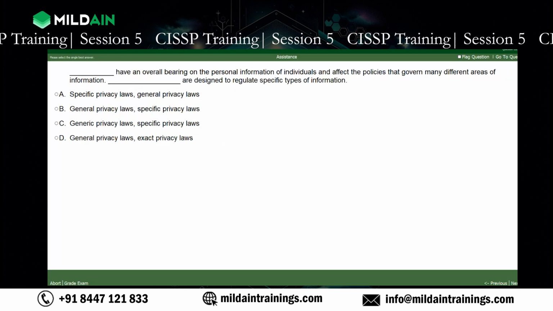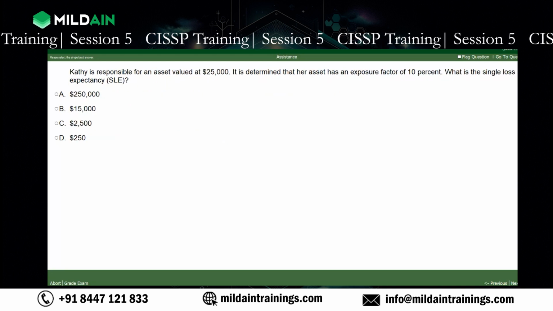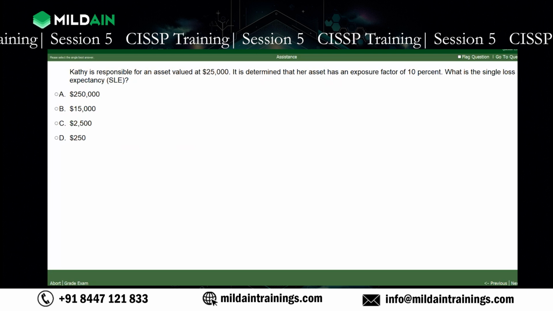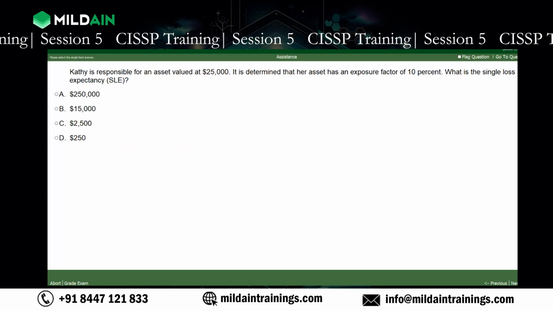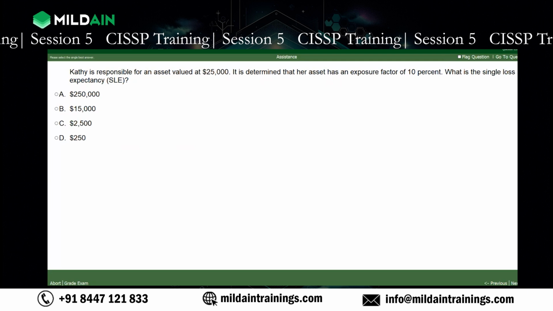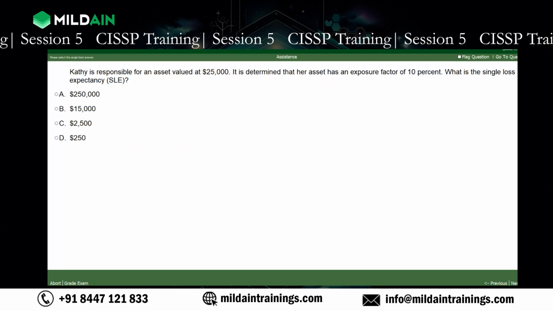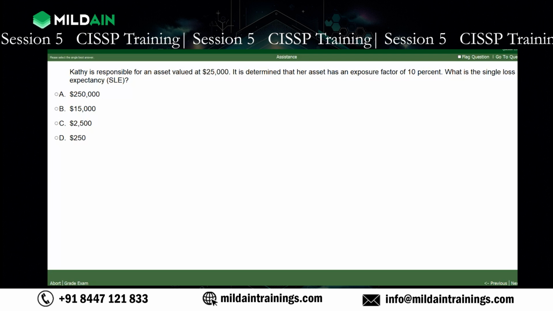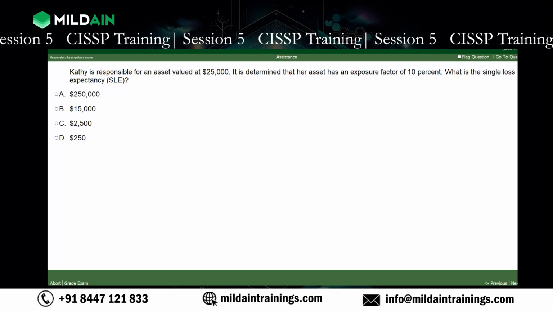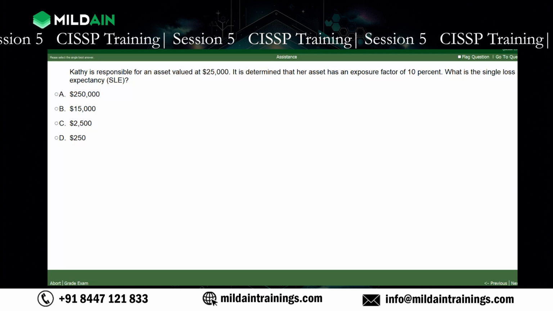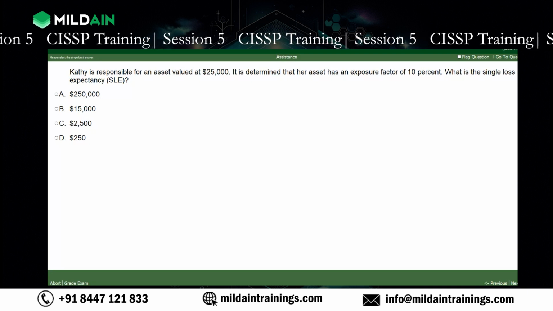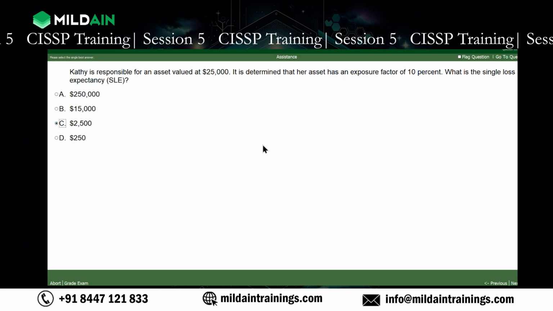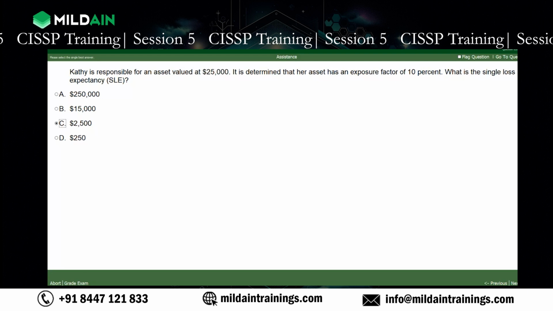So last question, one second. Kathy is responsible for an asset valued at $25,000. Asset value is equal to 25,000. It is determined that the asset has an exposure factor of 10%. What is the single loss expectancy? So single loss expectancy is equal to asset value times exposure factor, which is 10%, meaning 10 divided by 100. Absolutely. The correct answer is C, $2,500. So this is the right one.